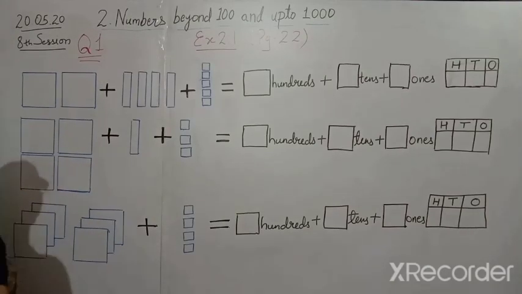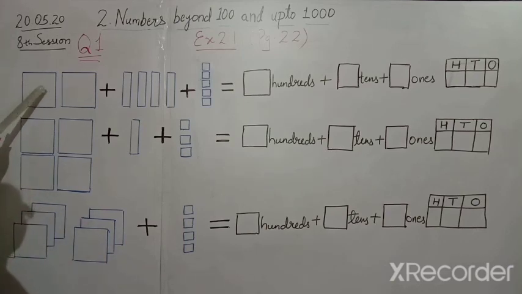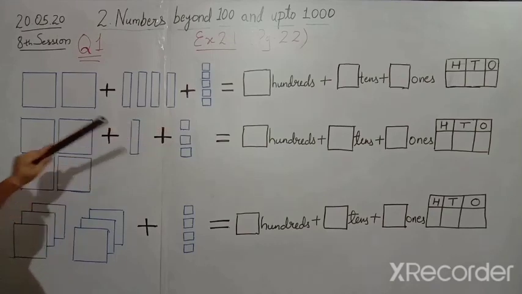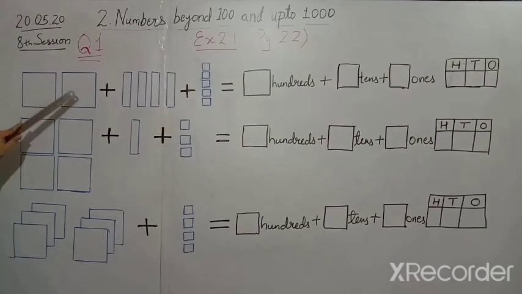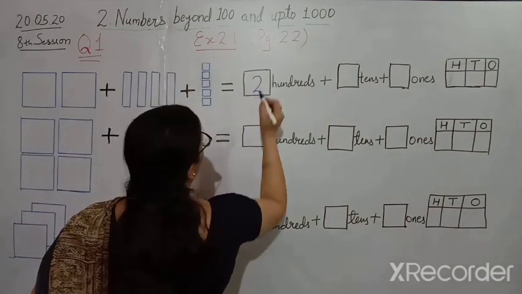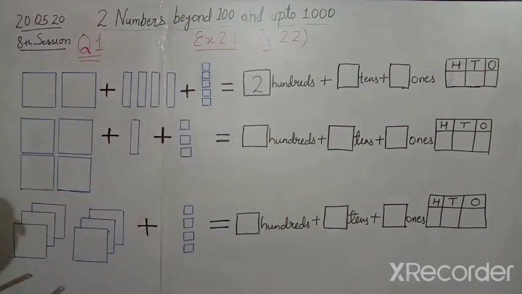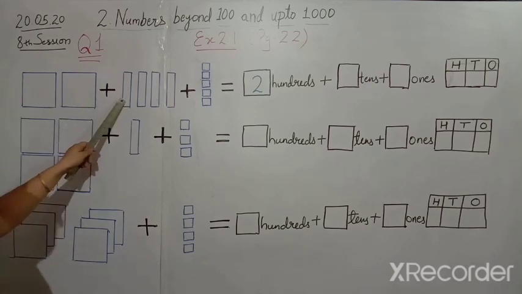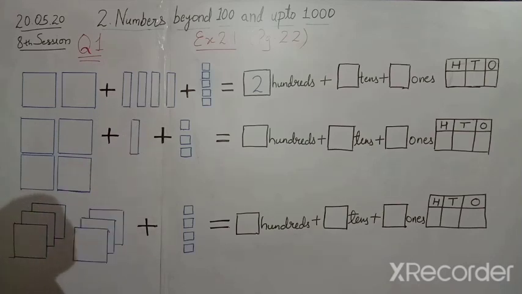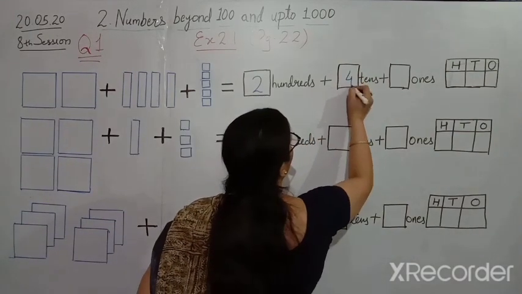Now see this first question in your book. How many blocks are there? There are 2 blocks, 1 and 2. These are the blocks of hundreds, these are the blocks of tens, and these are of ones place. How many hundreds are there? 1 and 2. So here we'll write 2 hundreds. Then how many tens are there? Just count 1, 2, 3 and 4. 4 tens. So here we'll write 4.